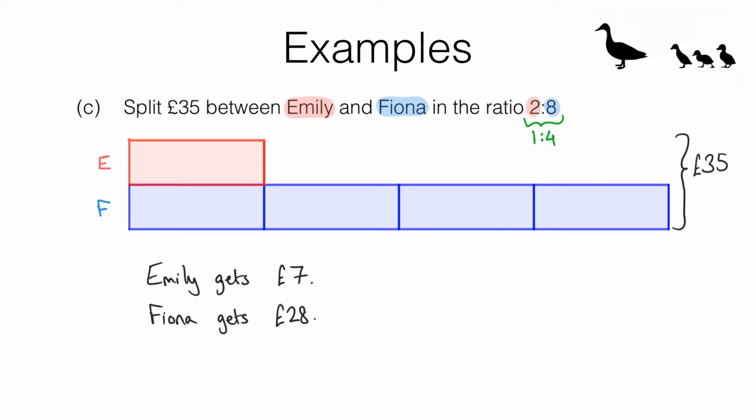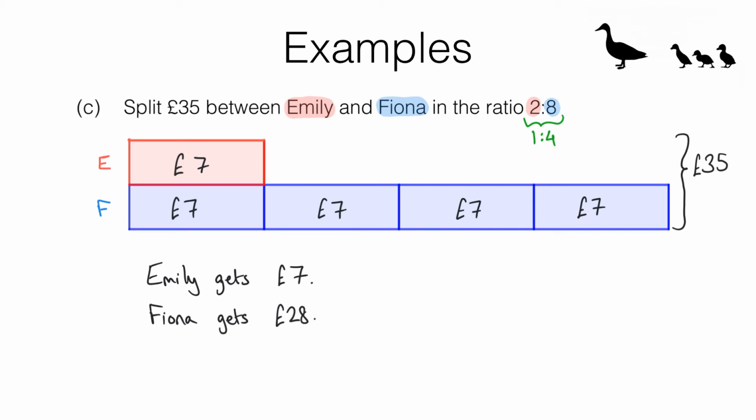1 for Emily and 4 for Fiona. And I'm still sharing £35, but now it's between 5 equal boxes. So in each box I need £7. And hopefully you can see that this way it's a lot less work than the previous way. So that's a good tip to bear in mind. If you can simplify the ratio at the beginning, simplify it. It will save you time later on.